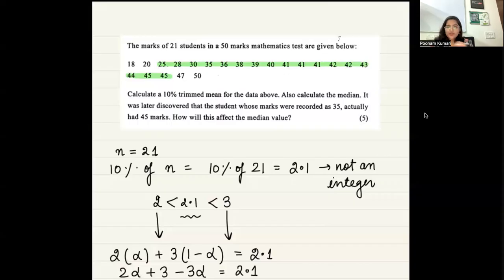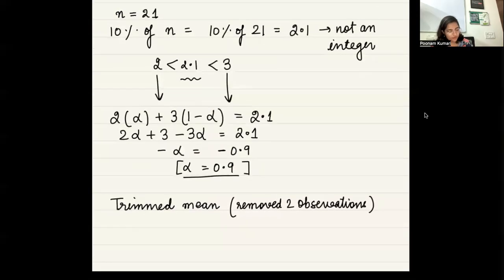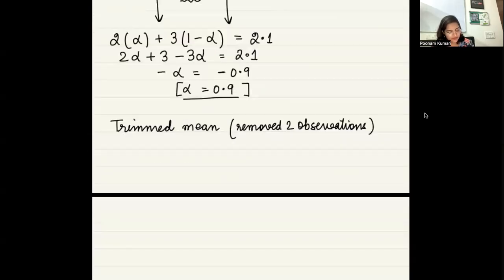655. Yeah, I'm also getting 655. So what do you have? 655 divided by, so total there were 21 people. Now you have removed 4. What is left? 17, right? So if you divide that by 17, what do you get? You get 38.5294, right?